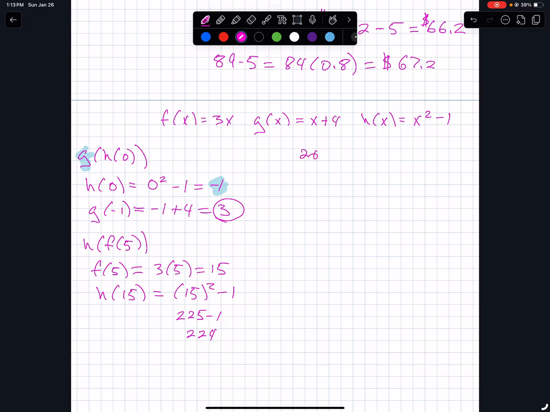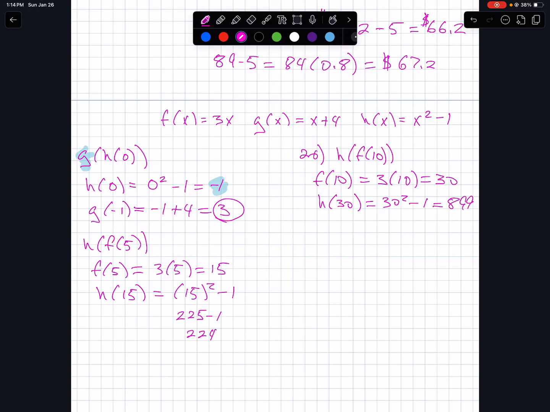26 is h of f of 10. So f of 10 equals 30, 3 times 10, which is 30. And then you put 30 into h, so h of 30 is 30 squared minus 1, 900 minus 1, 899.